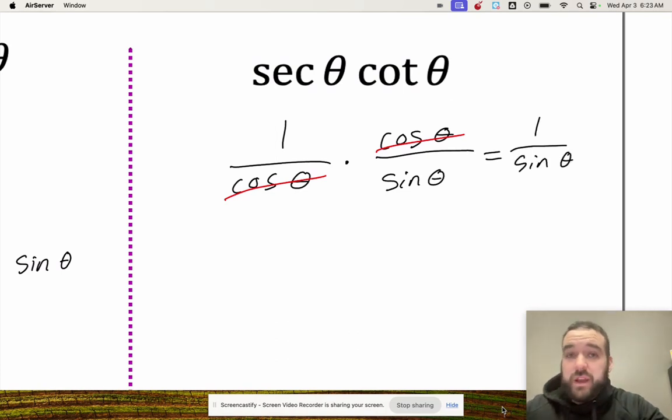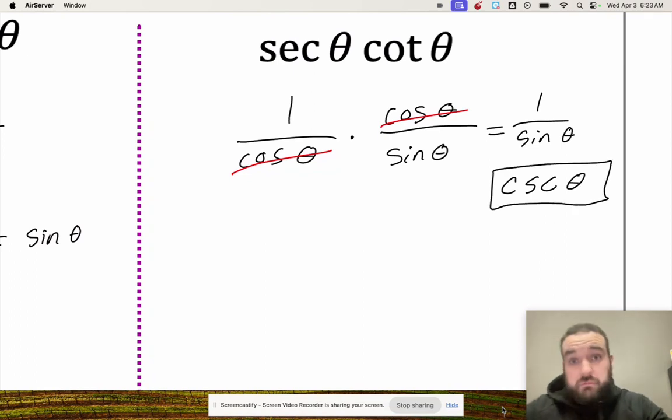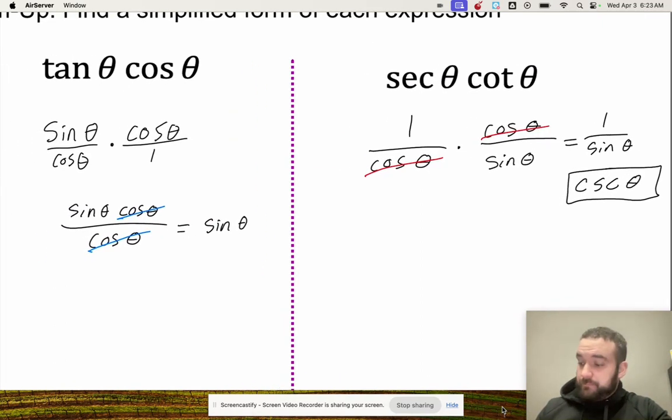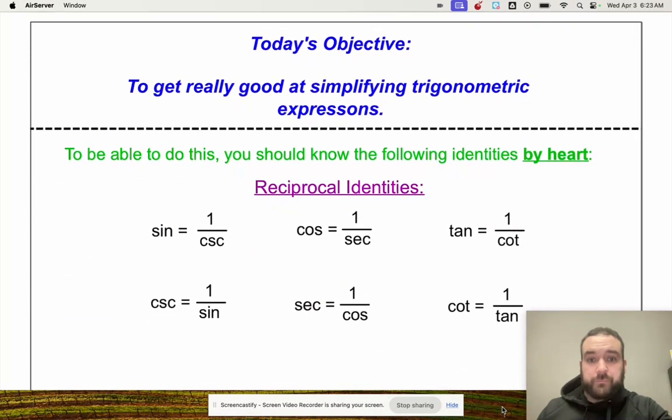And that is simplified. If the entire answer can be written as just a single function, I want to do that. So I'm not going to leave it as 1 over sine theta. I'm going to write this as cosecant theta, because cosecant is defined as 1 divided by sine. So those are my two expressions, or the simplified versions of those two expressions, and these are the sorts of things that we're going to work with in this video.